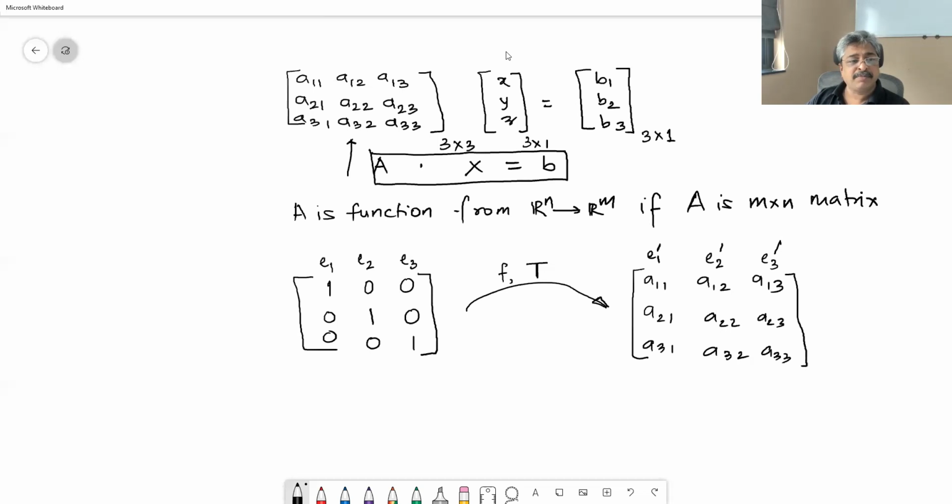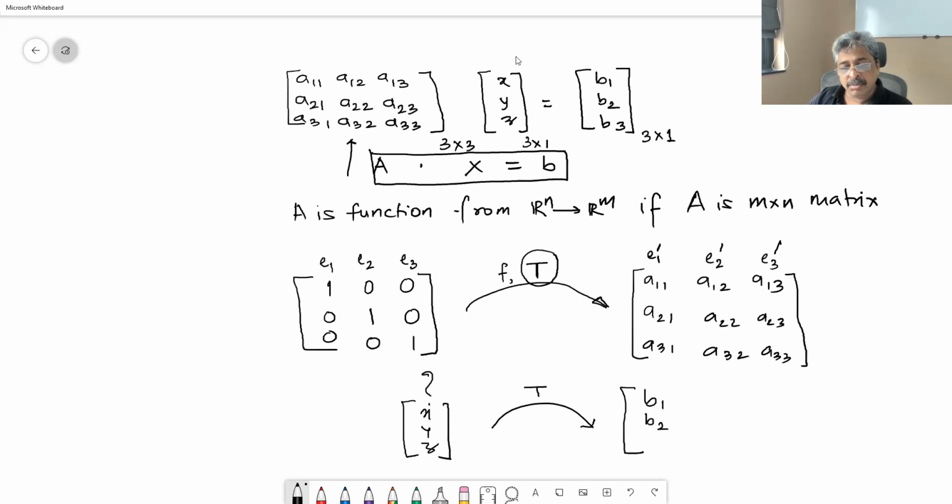All the entries of this matrix will describe what kind of transformation is taking place. And once that is defined, you can check which vector in domain x, y, z gets transformed under T to the required vector b1, b2, b3. That is what we have understood by taking several examples last lecture.